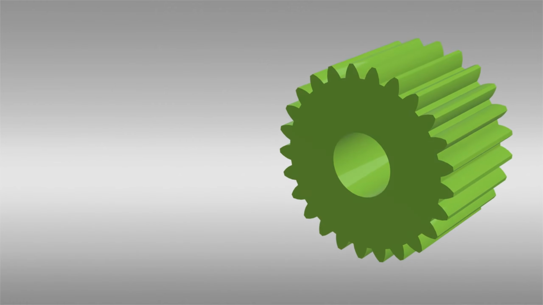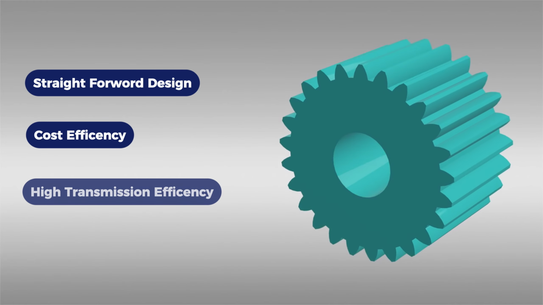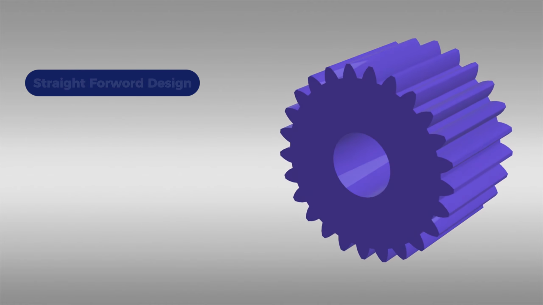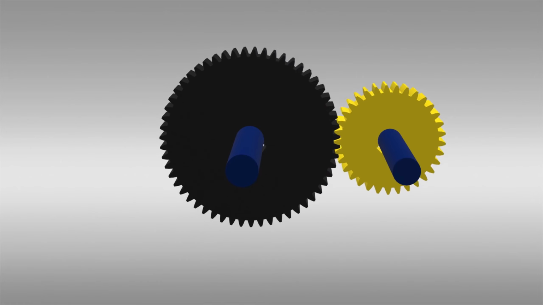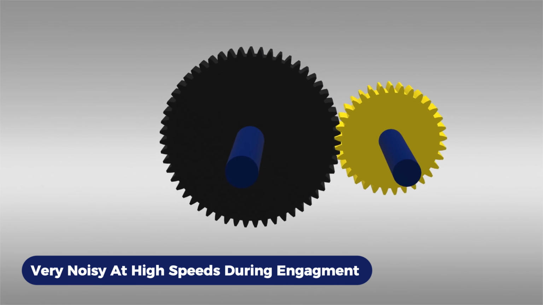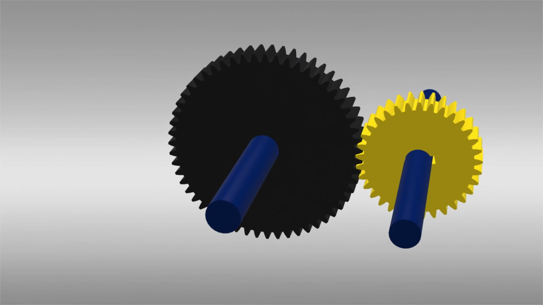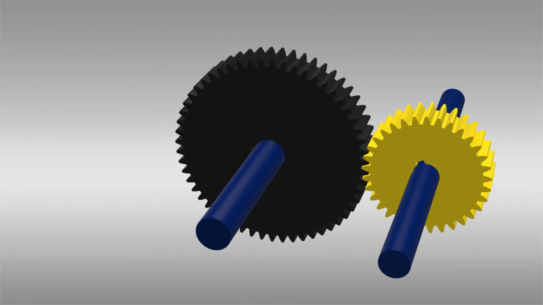Spur gears have many advantages. Their straightforward design, cost efficiency, and high transmission efficiency make them ideal for basic mechanical systems. The main downside of spur gears is that they get pretty noisy at high speeds. Because of the sudden engagement of the gear teeth, this makes them better suited for low-speed applications.